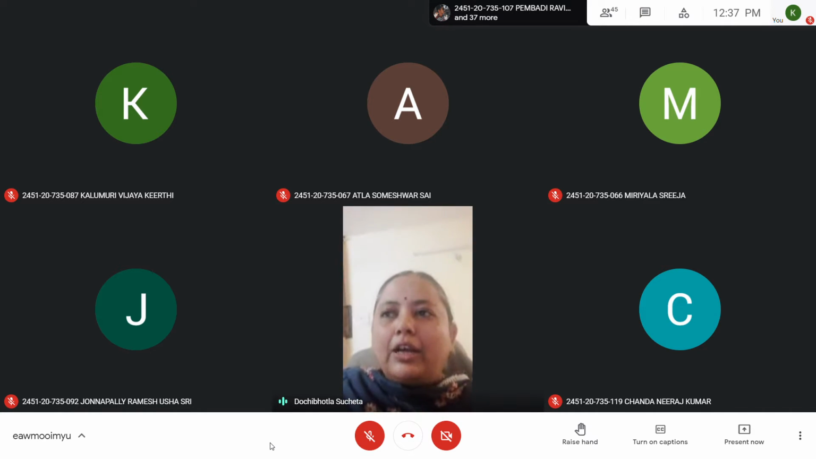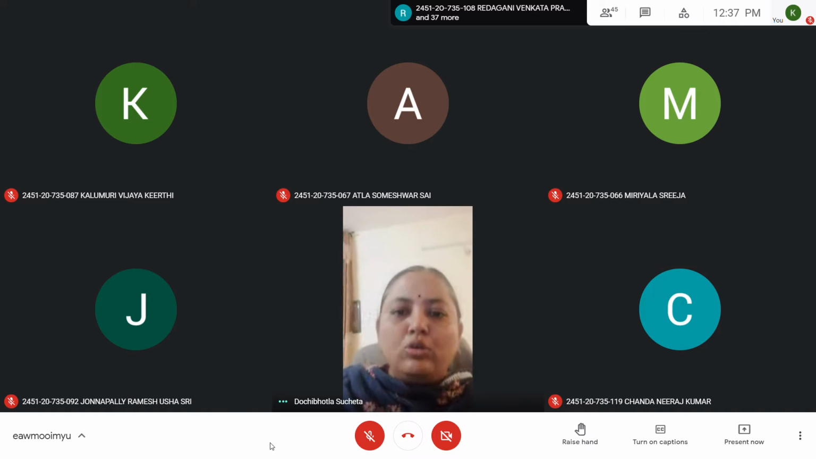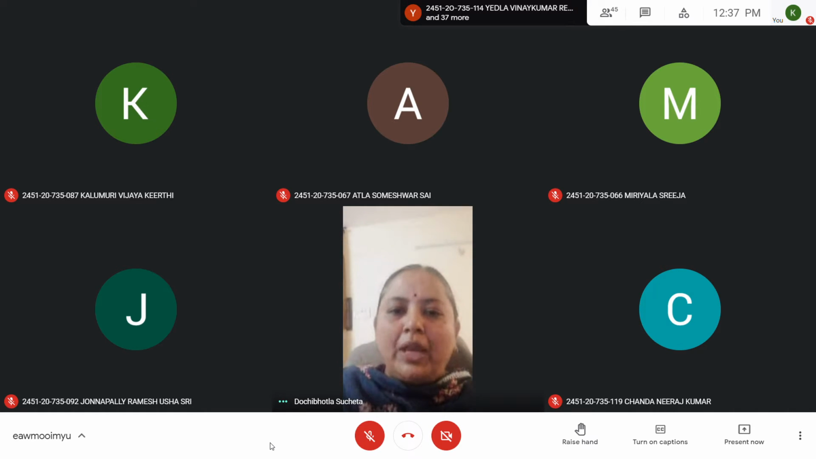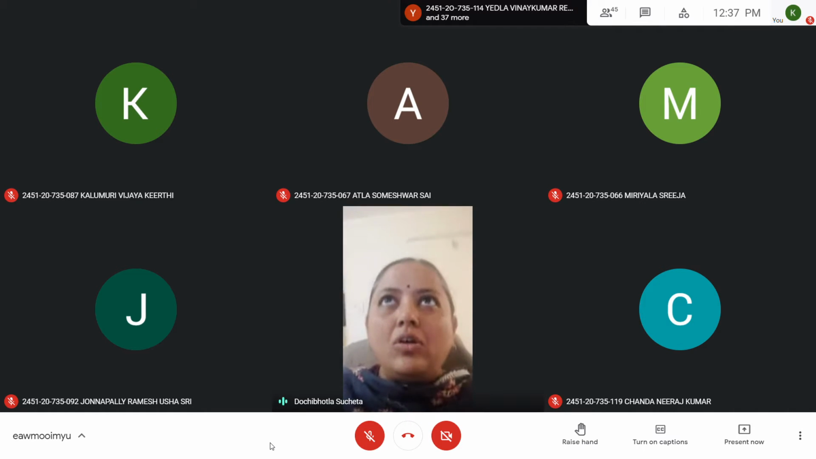Or single electrode potential can also be defined as the tendency of a metal to lose or gain electrons when it is dipped in its own metal ion solution. Okay, is what is called as single electrode potential. Now, why I need to know about single electrode potentials?